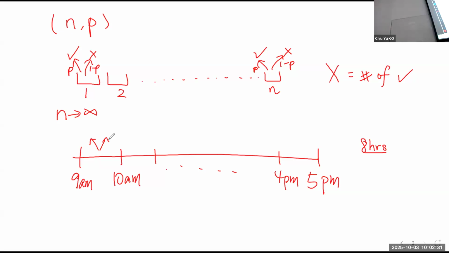But imagine that this restaurant is getting more popular because some KOL goes there and takes a picture. Getting more popular.